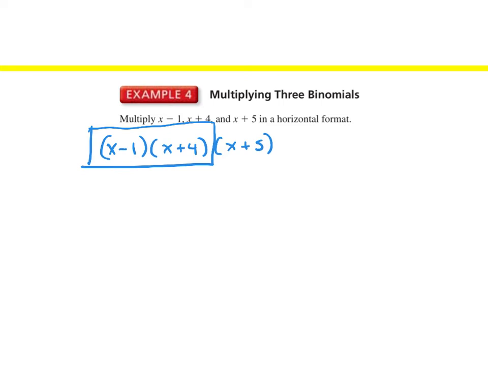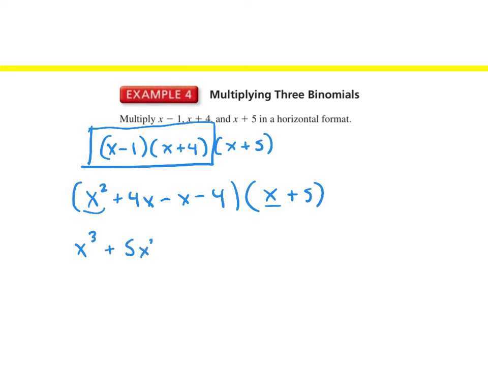So here for our first two binomials, we're foiling. So we multiply our first terms, x squared, our outsides, so plus 4x, our insides, minus x, and then our last terms, minus 4. So now we have this trinomial times x plus 5. So we have to make sure everything in our first polynomial gets multiplied to everything in our second. So x squared times x is x cubed. X squared times 5 would be 5x squared.